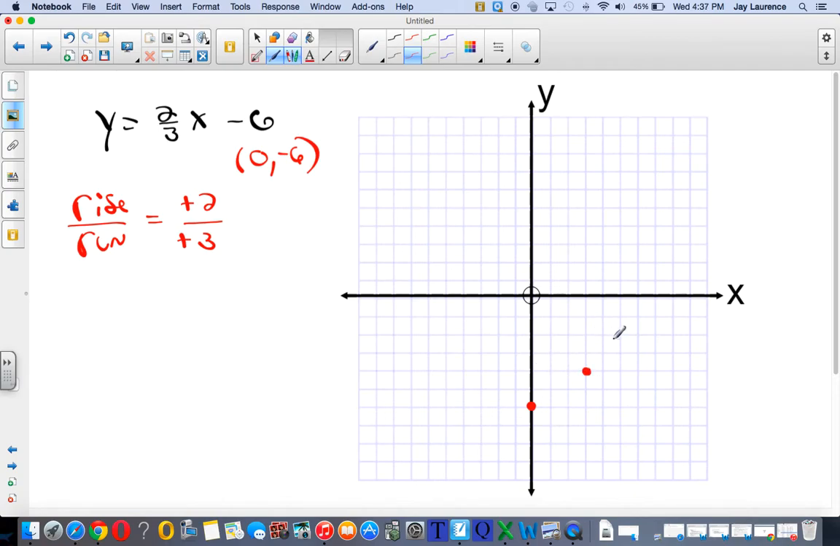So I'm going to rise 2, and run 1, 2, 3. Or if I wanted to, I could use a slope of -2 over -3, because that would be the same. Two negatives dividing by each other would cancel out to positives. So I could go down 2 and back 1, 2, 3, and I'm going to end up on the same line. And so I could draw my line.